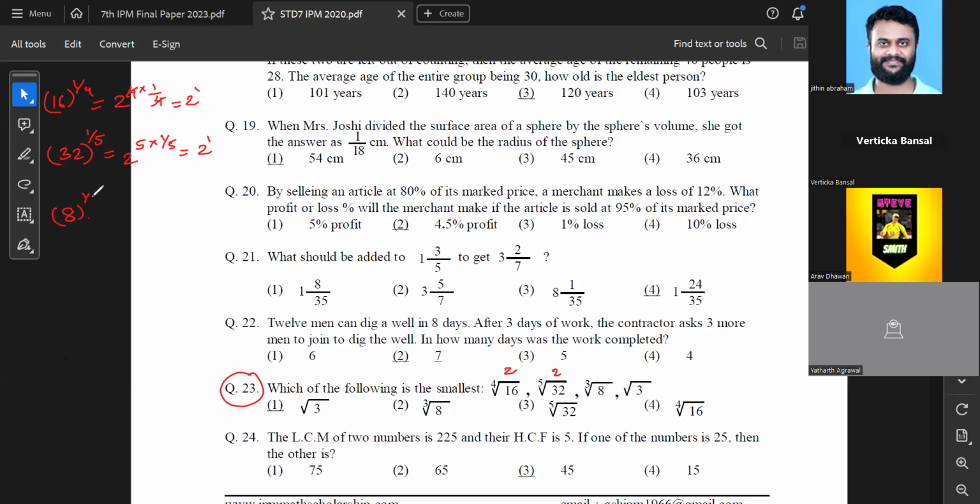So cube root is 1 by 3. That gives me 2 raised to 3 multiplied by 1 by 3. 3 and 3 get cancelled. I'll be left with 2 raised to 1. So this is also 2. So all the numbers are 2.